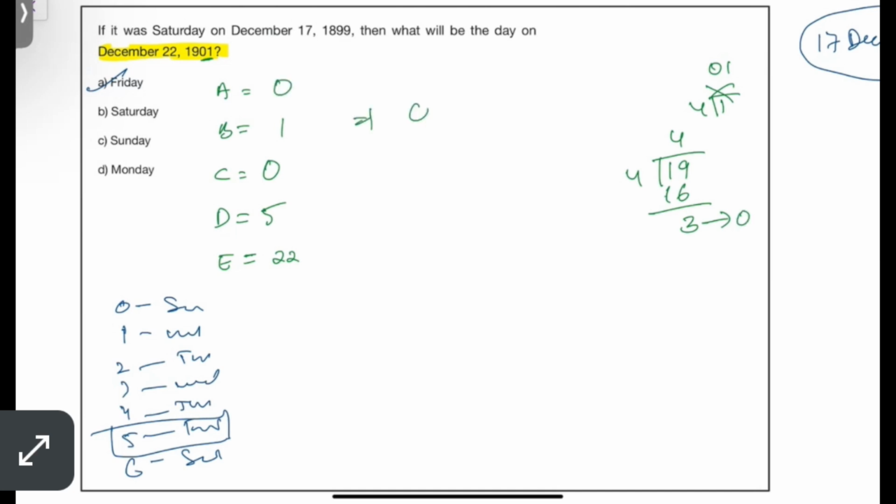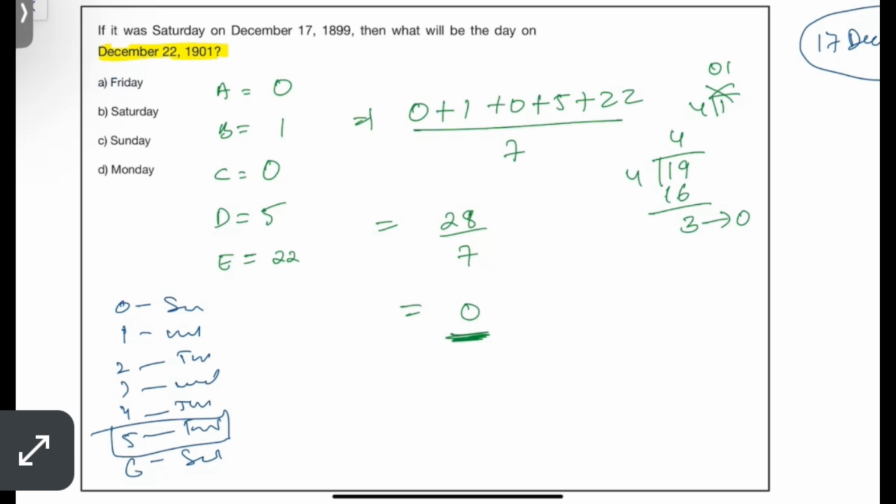So which means 0 plus 1 plus 0 plus 5 plus 22 divided by 7. So which means 22 plus 5 is how much? 27, and this is 28 divided by 7. So which means 0 here. So if it is 0, then what is it? The code, in this case, 0 represents Sunday. So the answer here is Sunday, okay?